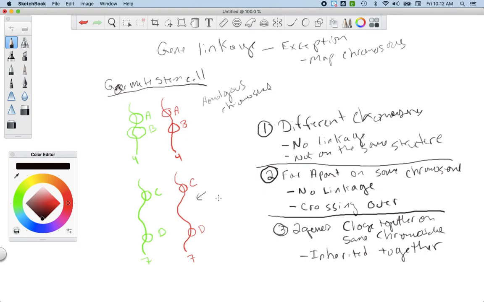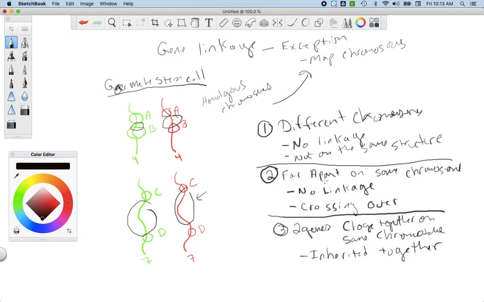Because when that stem cell goes to make gametes, there's a less likely chance that there will be crossing over here. Much more likely to happen down here between these two. So when you make a gamete, that gamete is probably going to have a green A and a green B. The other gametes are going to have red A's and red B's. Occasionally, there will be a crossover event between A and B. And how often that happens allows people to make maps of chromosomes.